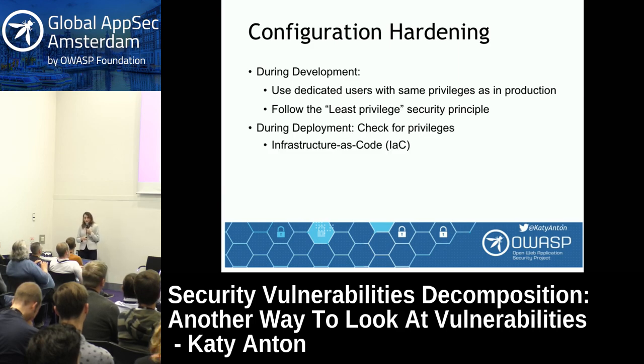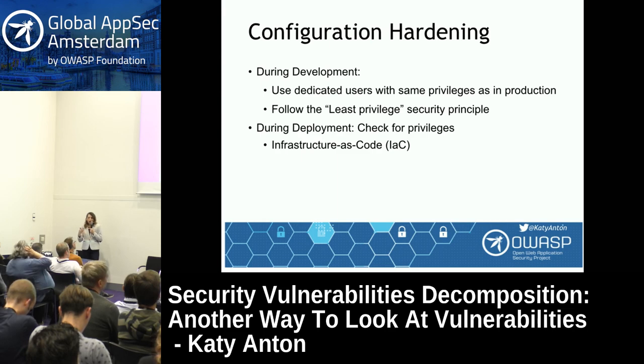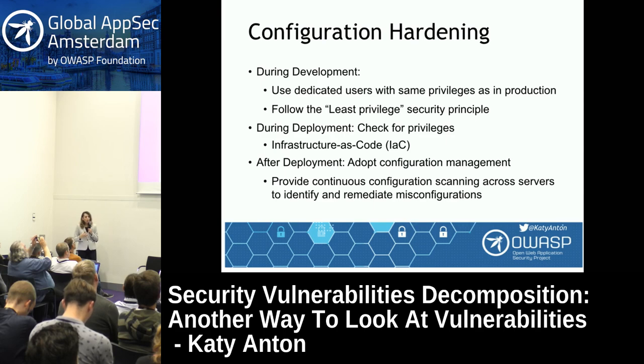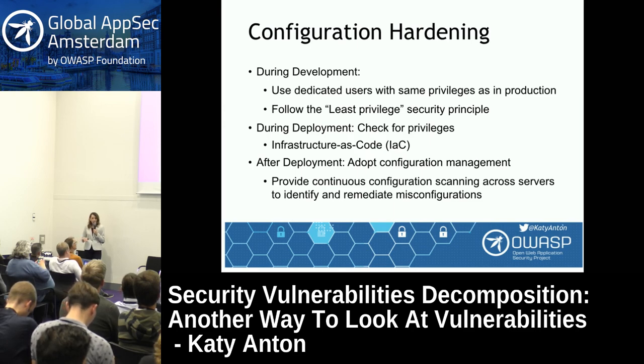During deployment, we should ensure that these permissions still apply. And for companies, this can be achieved today using infrastructure as code, but if this is not available, because it's not that modern an application, we can still achieve the same thing using a set of bash scripts for critical parts of the system that we want to check the configuration for. And again, after the release, ideally you would adopt a configuration manager and provide continuous scanning across all the servers to ensure that the configuration is still preserved in place.